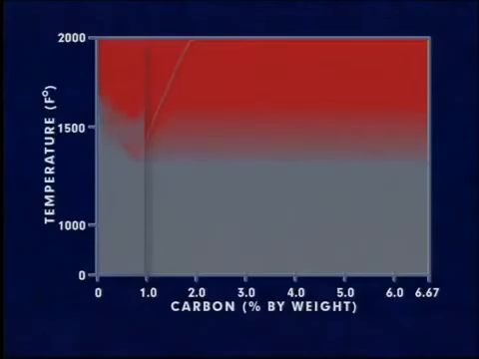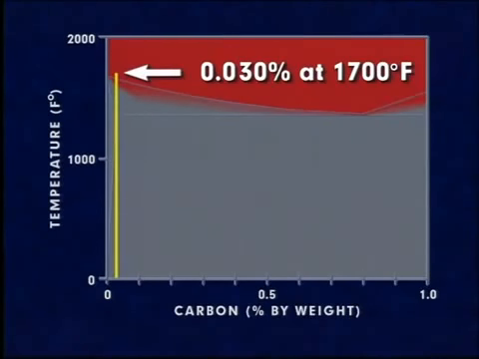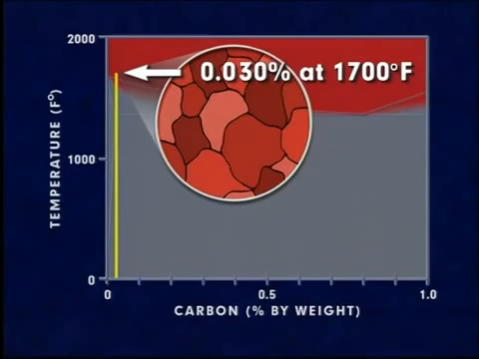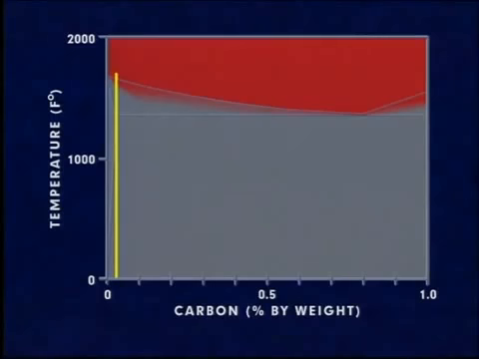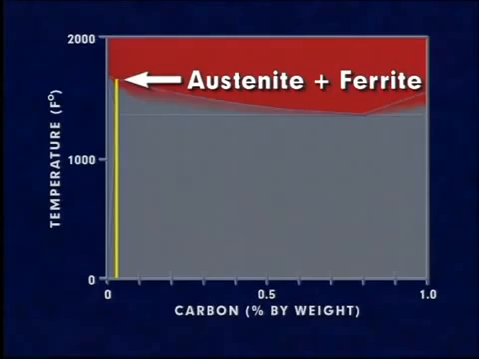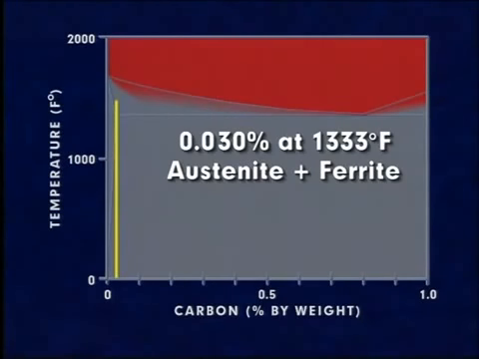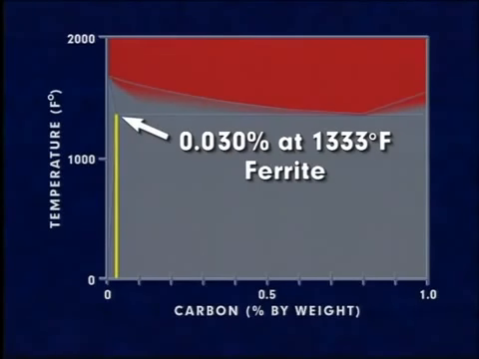Let's take a closer look at some examples of how carbon affects the hardness of steels. If steel containing 0.030% carbon is heated to about 1,700 degrees Fahrenheit, the structure will consist entirely of austenite. If it is then cooled slowly at about 1,650 degrees Fahrenheit, the austenite begins to transform to ferrite. As cooling continues, more and more ferrite is formed, until at 1,333 degrees Fahrenheit, the remaining austenite transforms completely.